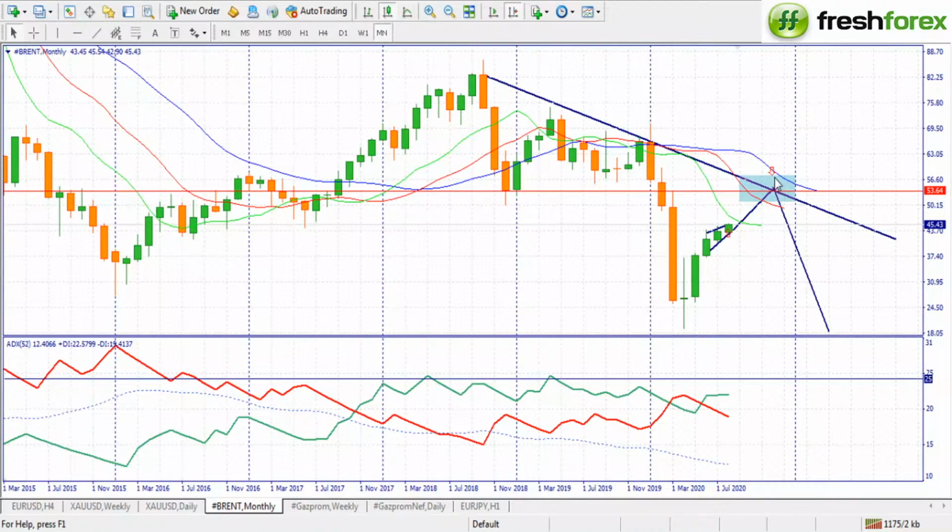The reason I'm marking this level is not only because horizontally it's a good level, but diagonally we also have it as a good resistance. You can see from this point, and from this point, and we expect the same place to be a resistance in the future.